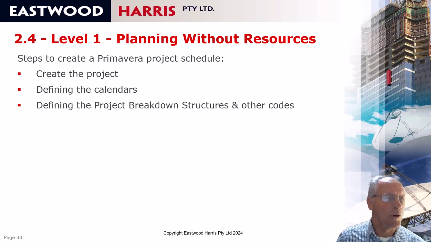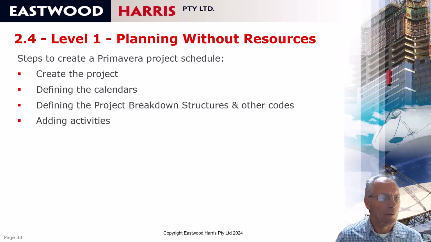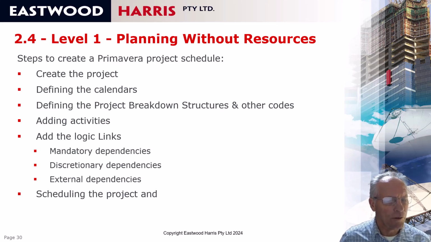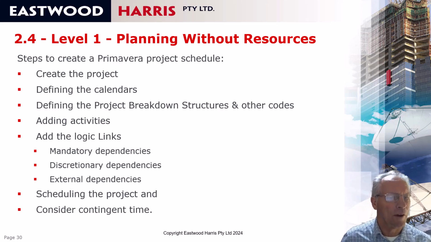So typically you would use the P6 WBS function to create the work breakdown structure, and then there are several other methods of coding up your activities. You then add the activities, and then you add the logic links. And the PMI talk about mandatory dependencies, discretionary and external, and I'll go through and explain what those are later on. You then schedule the project, which will calculate the start and finish dates, and then you need to consider contingent time, and there are various methods of assigning contingent time, and again we'll discuss them later on.